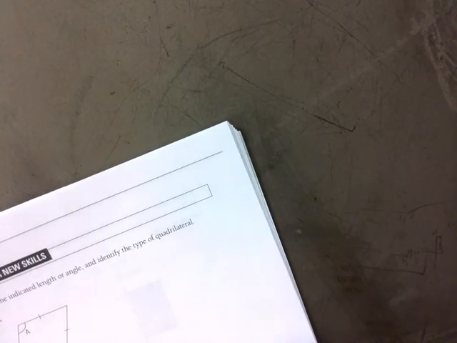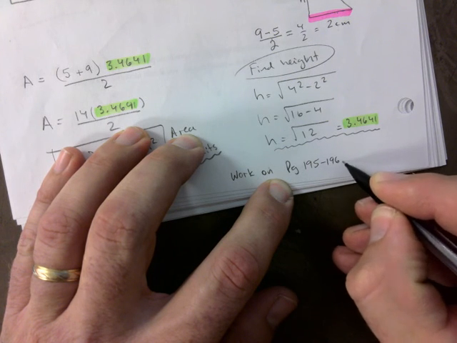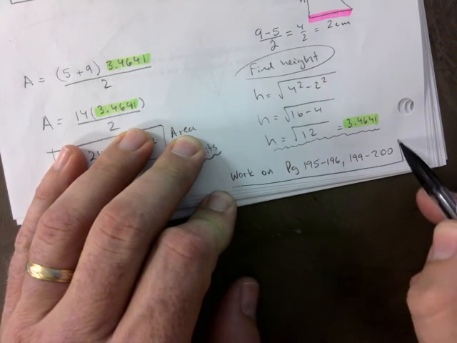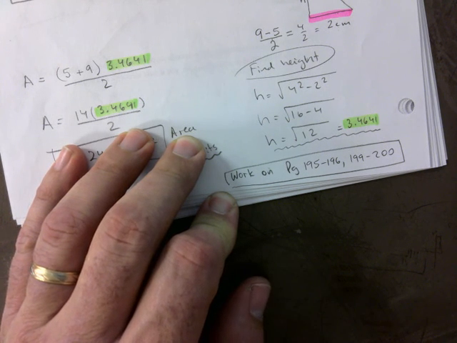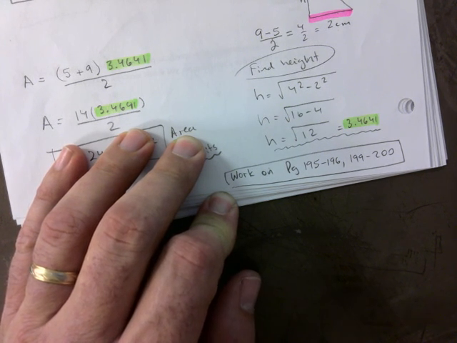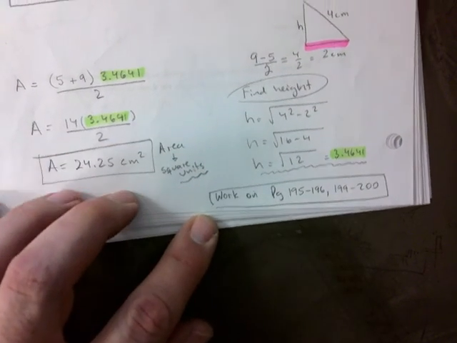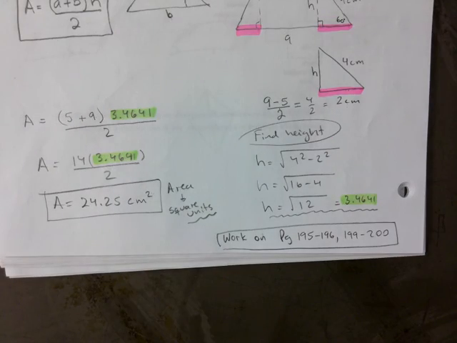So 195 to 196, and then you go 199 to 200. If you need a challenge, there are pages in between that will get your brain working harder than what I assigned here. So if you want that, if you need that, you go for it. Don't let me stop you, right? So there are your pages. I'm going to stop it here.